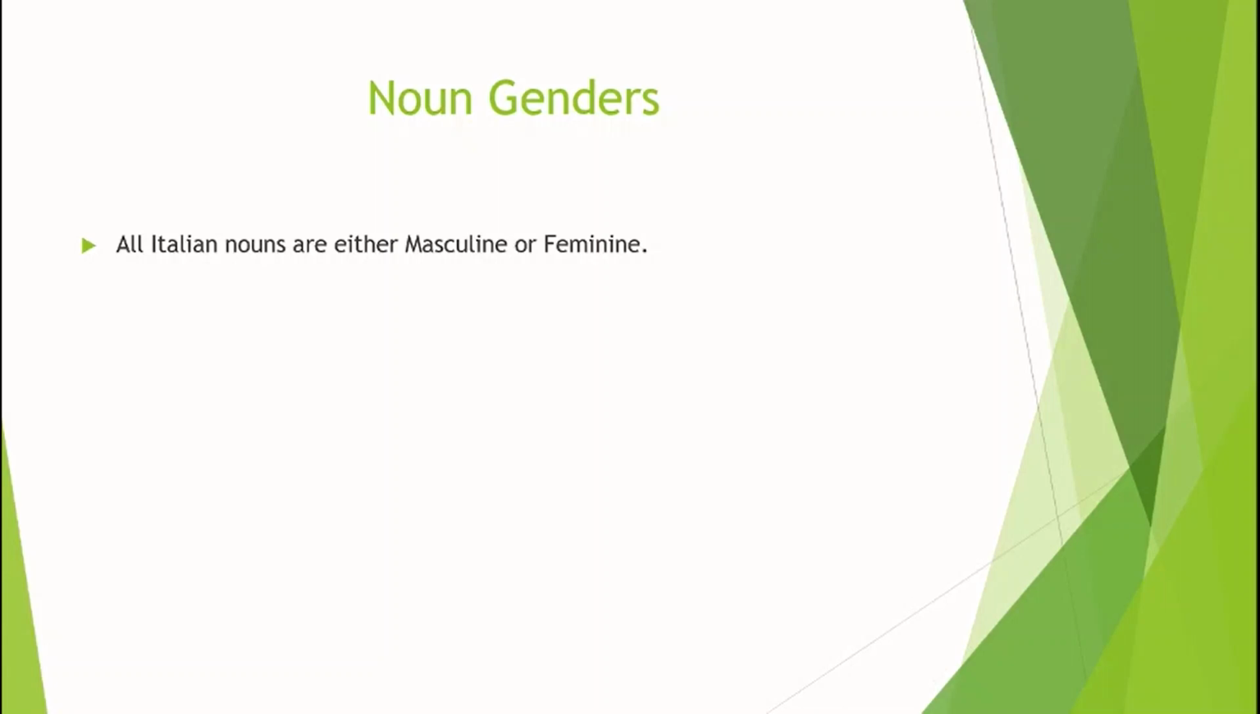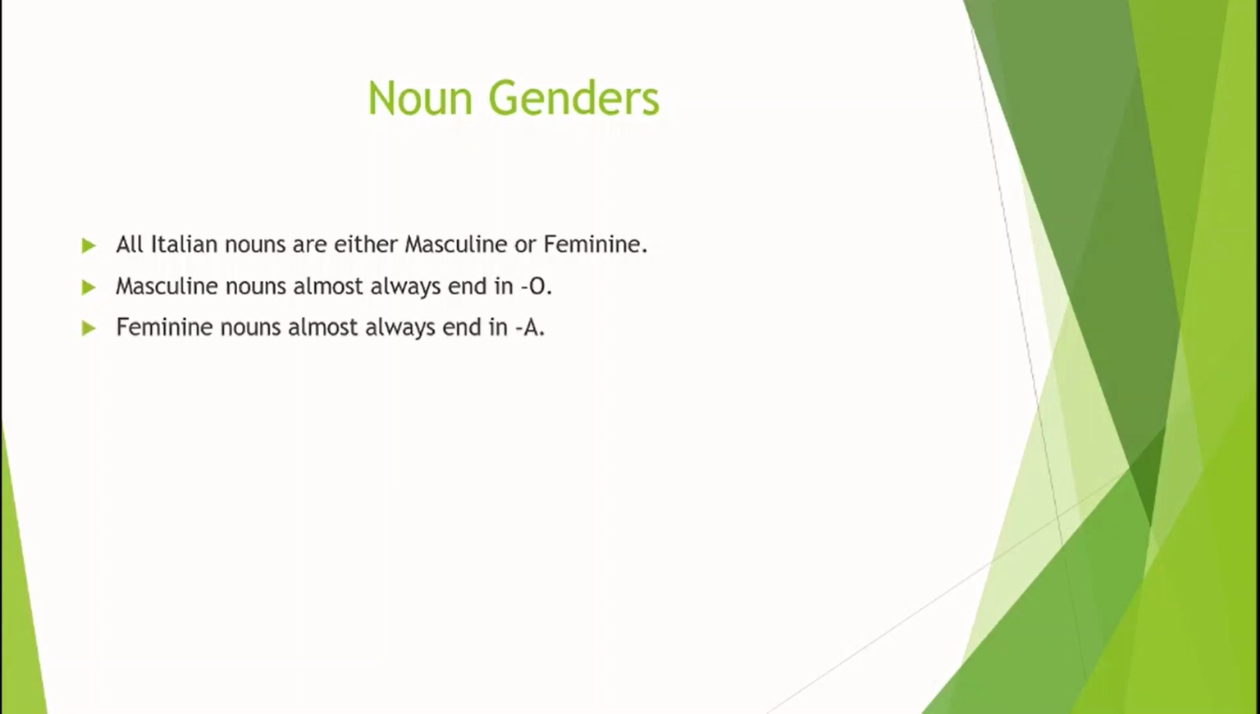So when you look at an object, a table, a chair, whatever you see, it all has a gender. And how do you know what the gender is? Well, there are some tips. Pretty much masculine nouns almost always end in O. If you see a noun that ends in O, you can guess it's masculine. And if you see it and it ends in A, it's probably feminine. Almost always. There are some nouns that end in E. They could be either gender.